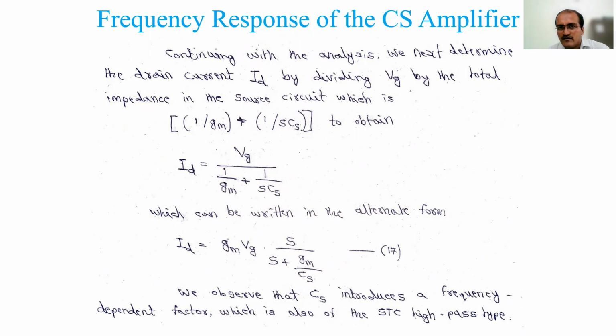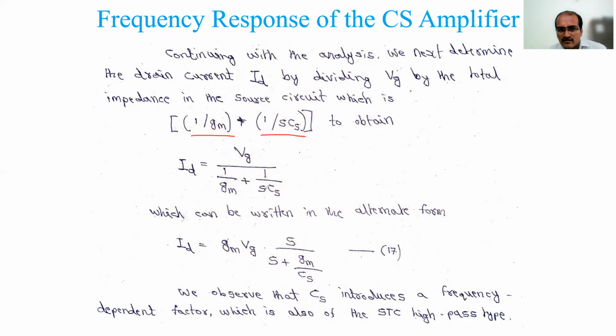What is the impedance here? The transconductance and the capacitor are in series, so it is 1 by GM plus 1 by SCS. This is the Laplace transformed form: CS was the capacitor, in Laplace 1 by SCS, and 1 by GM is there in the high frequency model. So from there we write the equation ID equal to VG by 1 by GM plus 1 by SCS. I have written this impedance here.